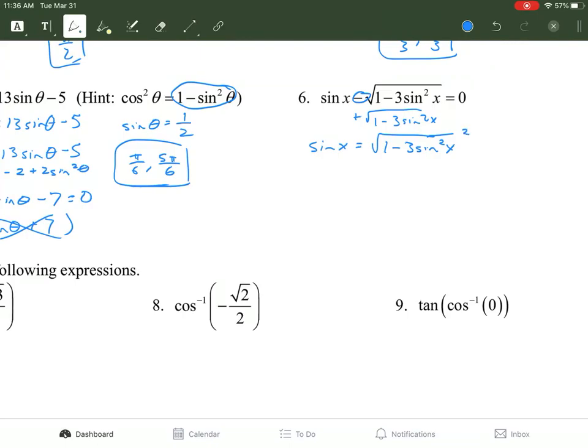Okay, now to get rid of that square root sign, I'm going to square both sides of the equation. That means the square root and the square root will go away, and we'll have sine squared x equals 1 minus 3 sine squared x. Okay, now what we have is both sides are squared, so we can add the 3 sine squared x back to the other side.